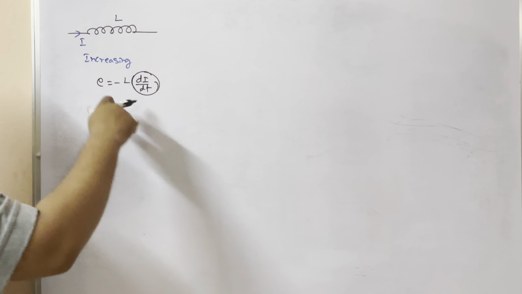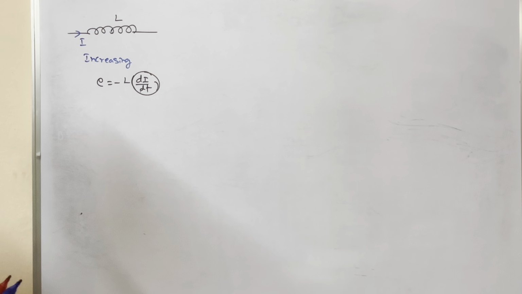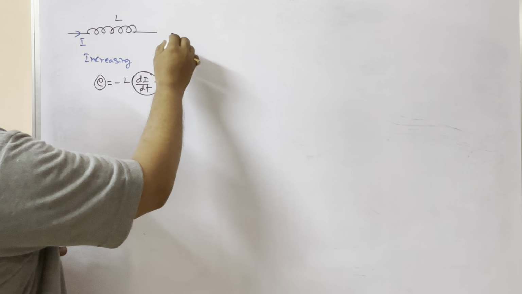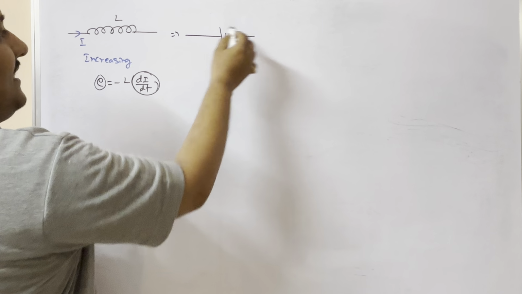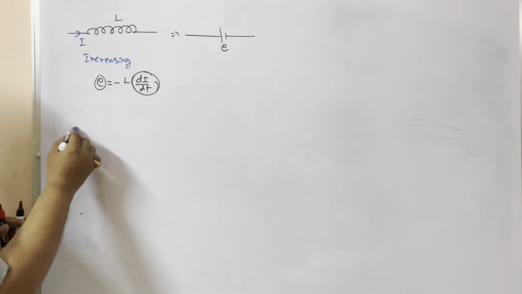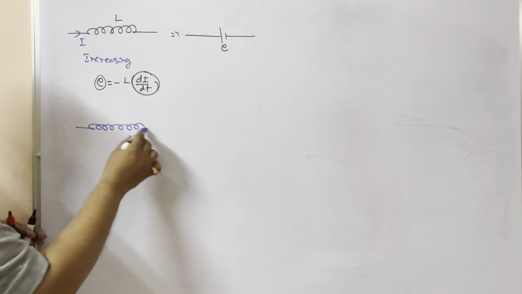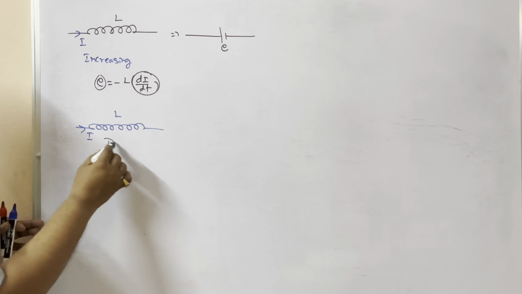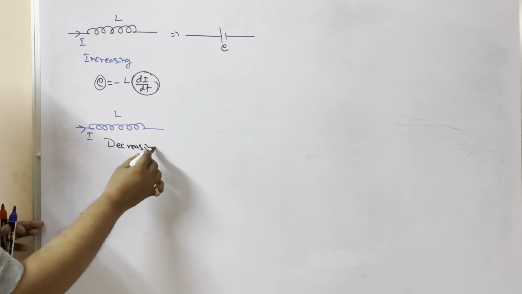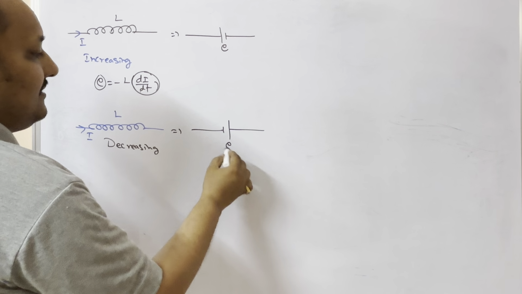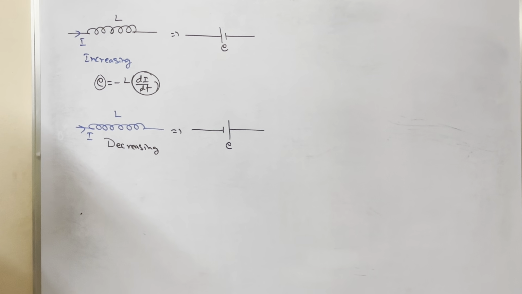This di by dt, the rate of current, they will give as increasing. At that time, this inductor will be acting as a cell, and it acts like this. Now, same coil, same current direction, they will give that this current is decreasing. At that time it will come like this. So in solving problems it is going to be very important.